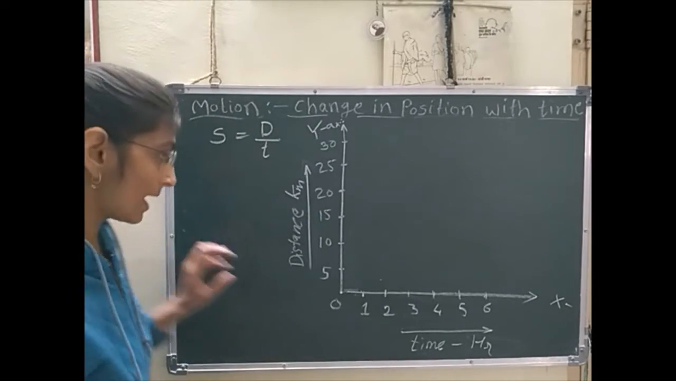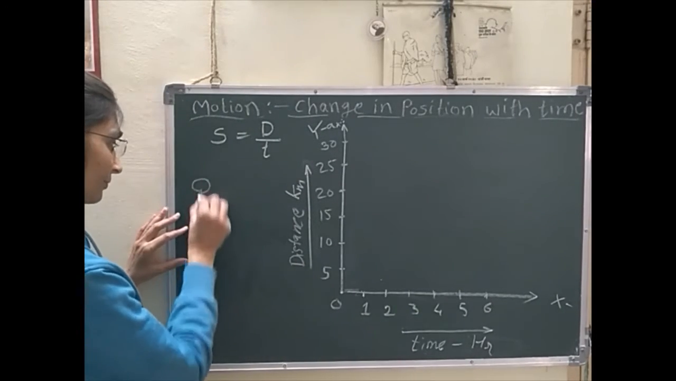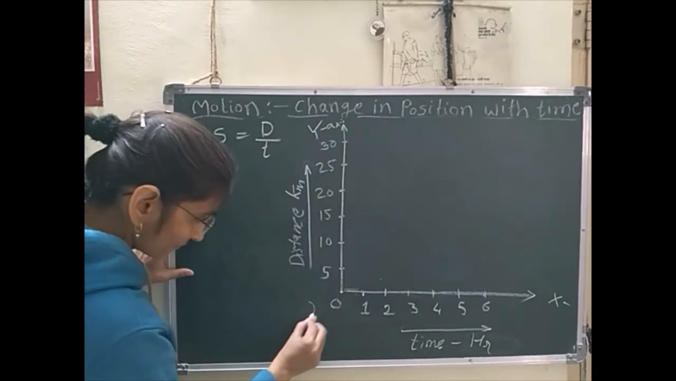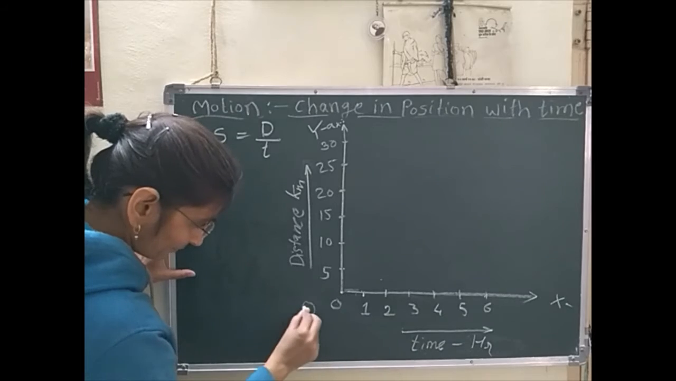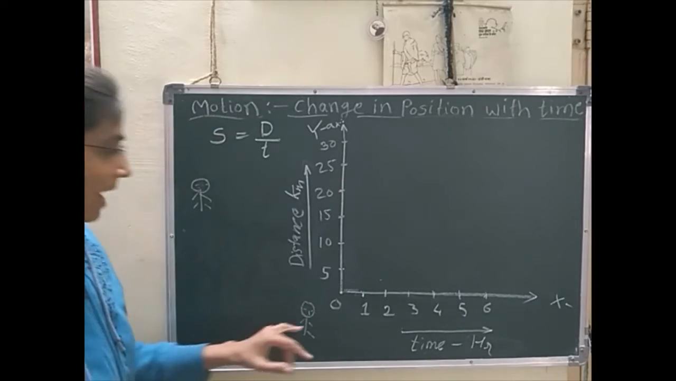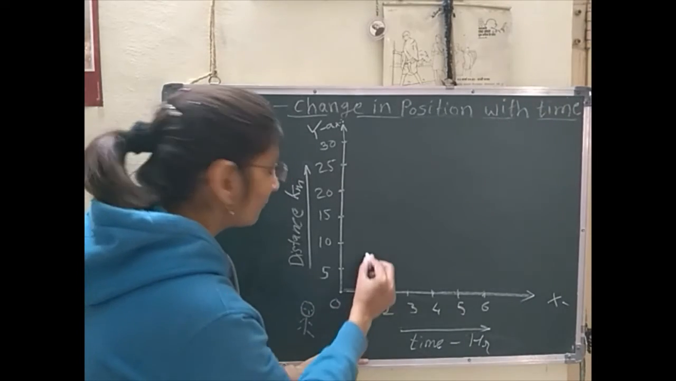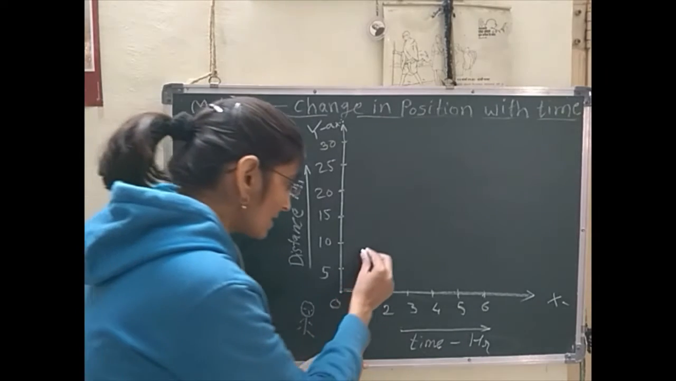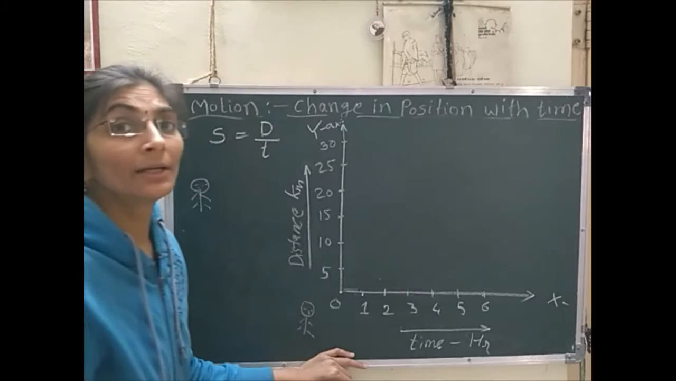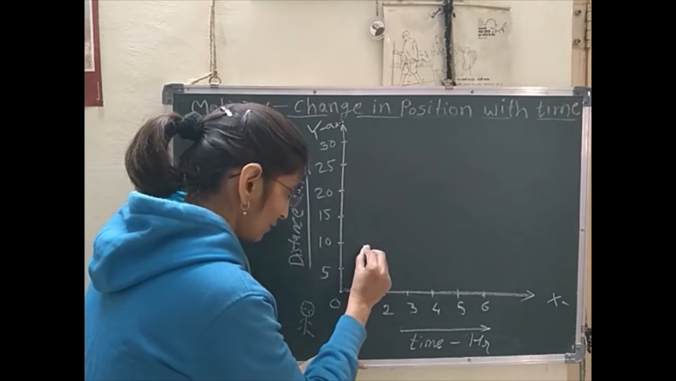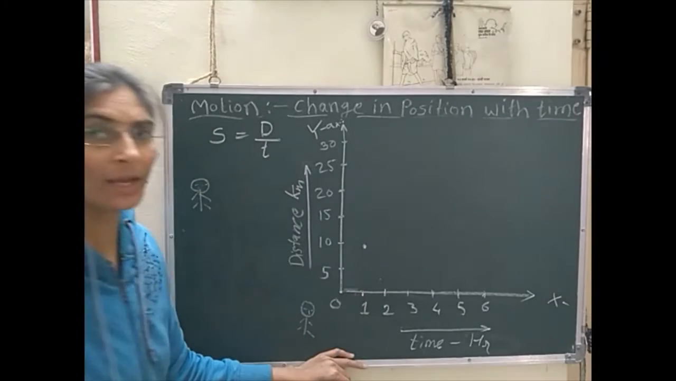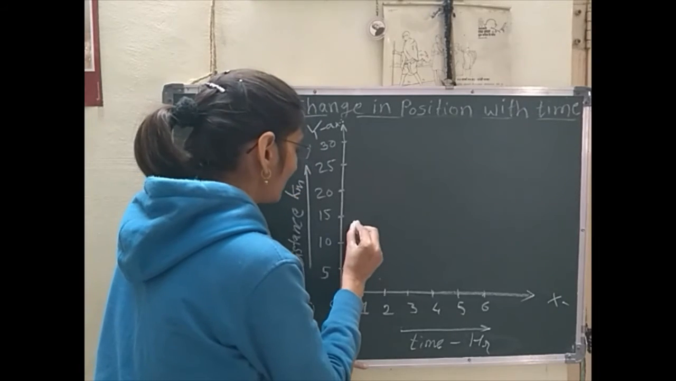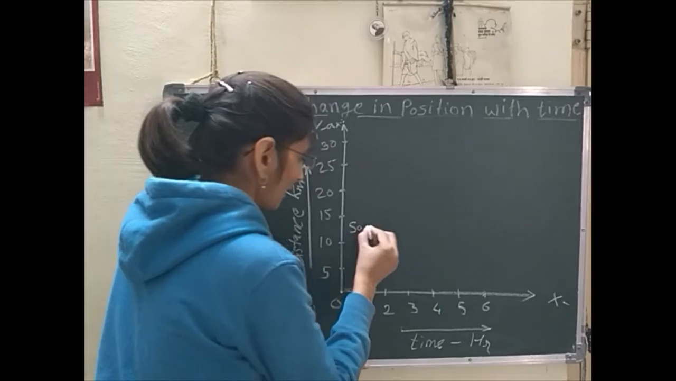Bicycle से travel कर रहा है एक guy. Suppose this is one guy and he is traveling by bicycle, and after 1 hour he will travel about 10 kilometer. Yes, so the point will be here, and that point I will denote as A.